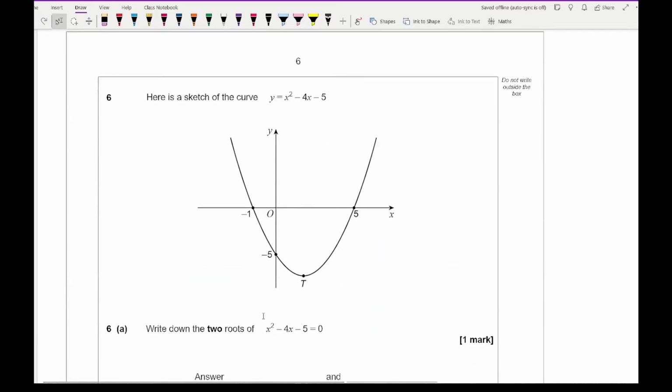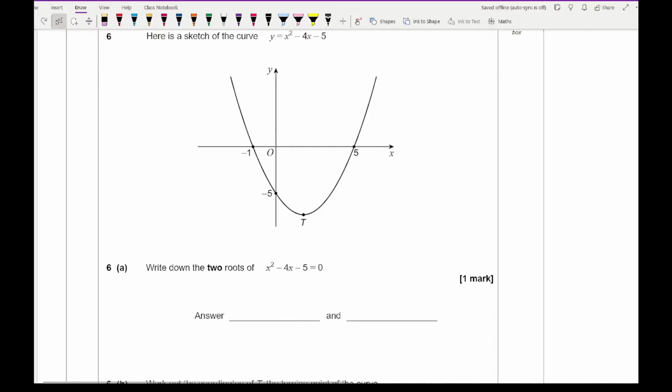Moving on to question 6, it says here is a sketch of a curve, and we've got y equals x squared minus 4x minus 5. Question 6a asks us to write down the 2 roots of this equation. So what we're looking for is where it crosses the x-axis. It's going to be at -1 and at +5. You can write those numbers in any order to get the 1 mark.